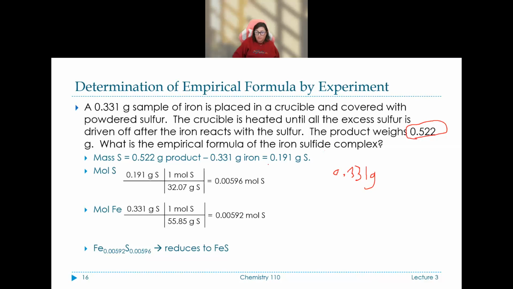Well, the sulfur that is required to do that, since we drove off the excess, is that 0.522 grams of the product minus the 0.331 grams of the iron that we started with. That gives me 0.191 grams of sulfur. Now I can convert both of those to moles. So I take the mass of sulfur divided by the molecular weight of sulfur, and that gives me 0.00596 moles of sulfur. Do the same for the iron, 0.331 grams.